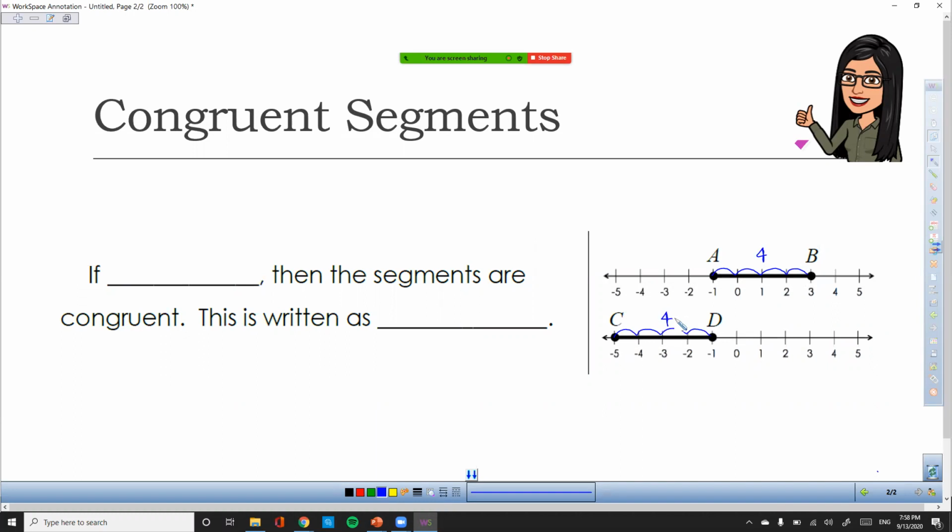So in this case, that means that these two segments are congruent. If the length of segment AB is equal to the length of segment CD, then the segments are congruent. Remember the word congruent means equal. This is written as segment AB is congruent to segment CD. This little symbol right there, the equal line with the squiggly line, means congruent. So it means that they are equal to each other. They have the same length.